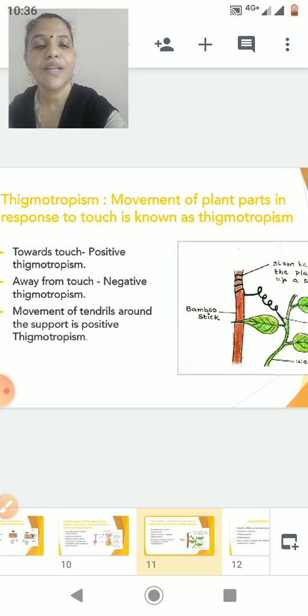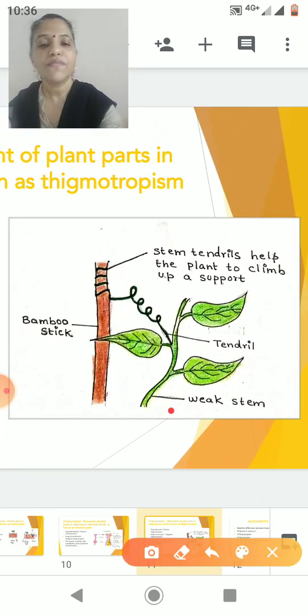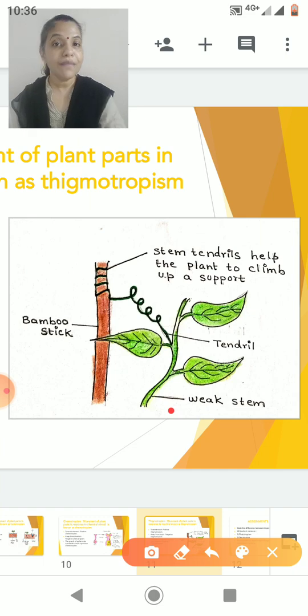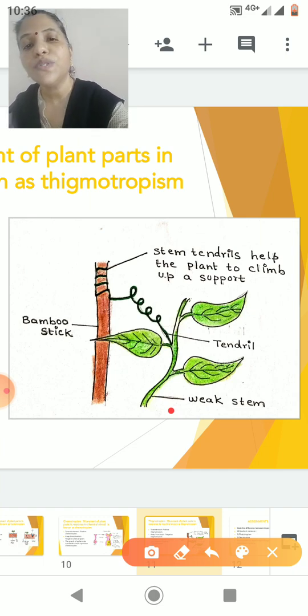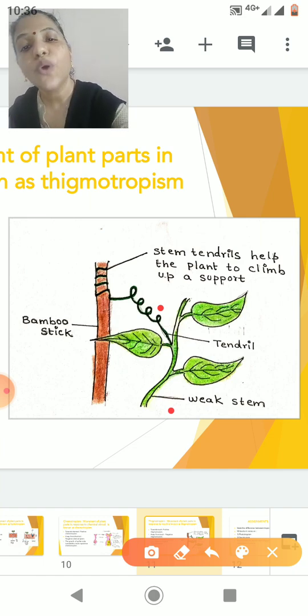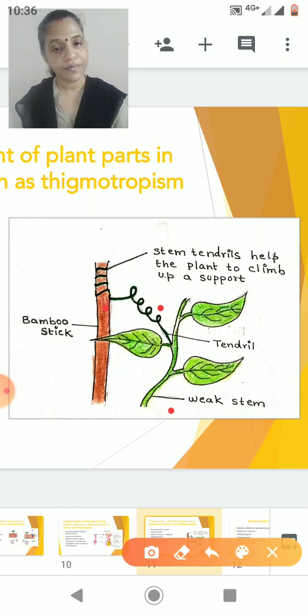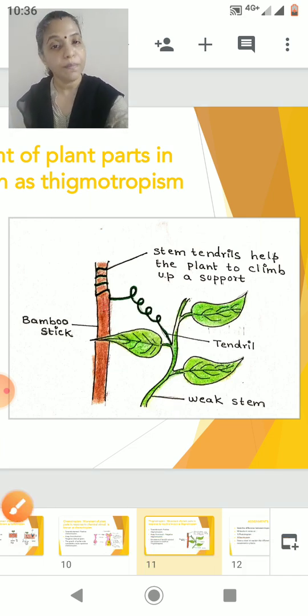So here I will draw a diagram, you can see. This is a plant with a weak stem. Because it is a weak stem, it cannot stand erect. If it has to stand erect, the plant will produce green spiral structures called tendrils, and this tendril is coiling over a support. So this is an example of chemotropism.